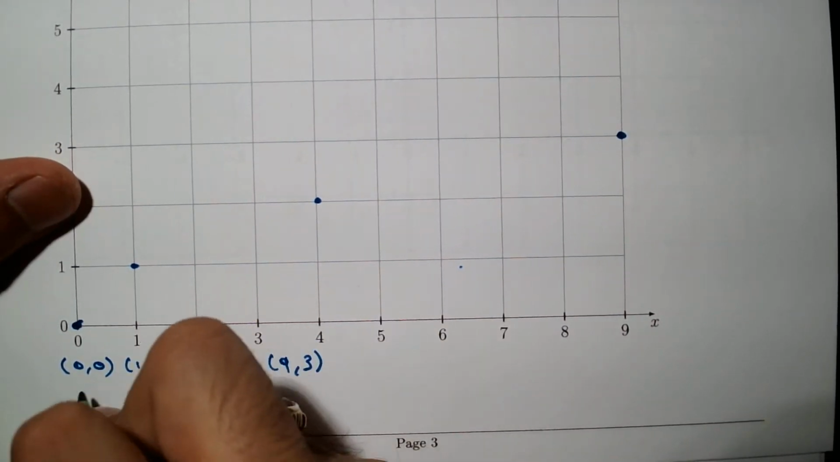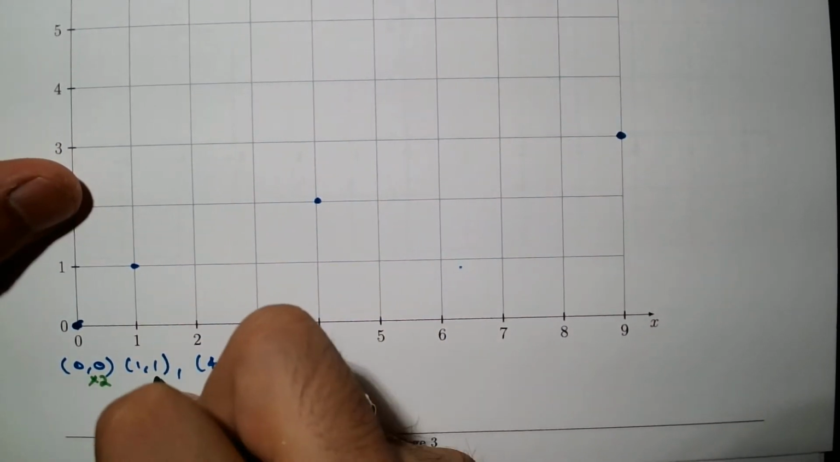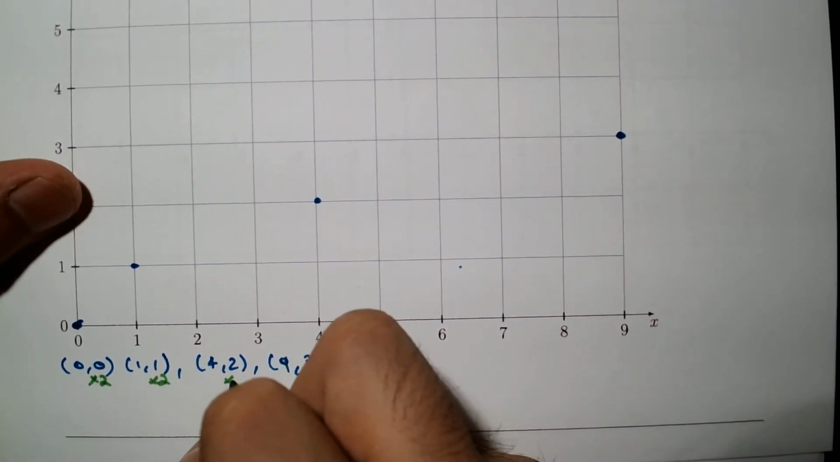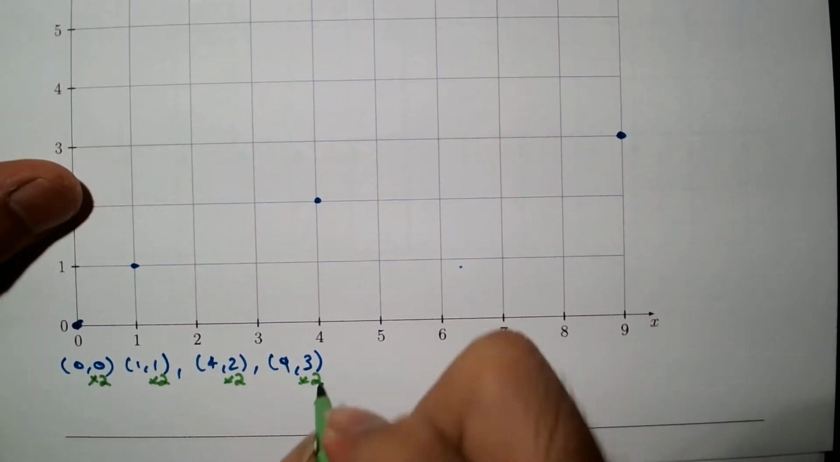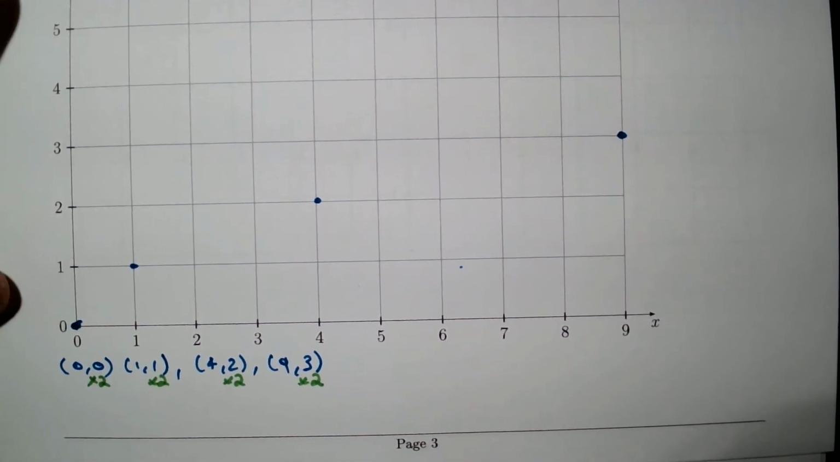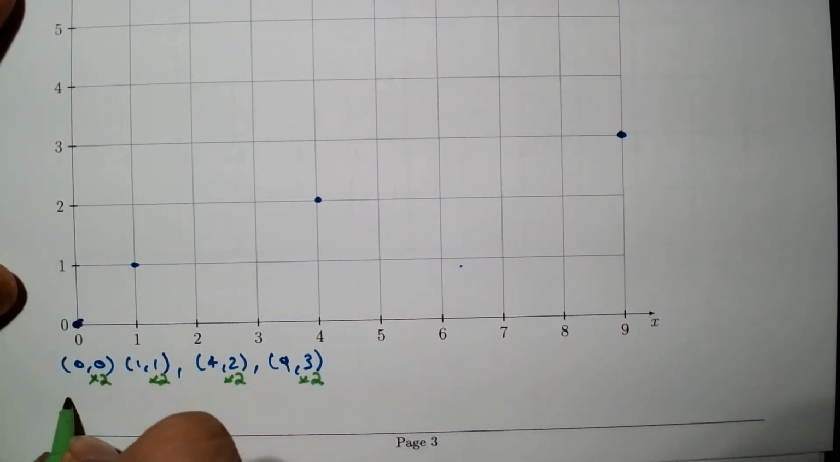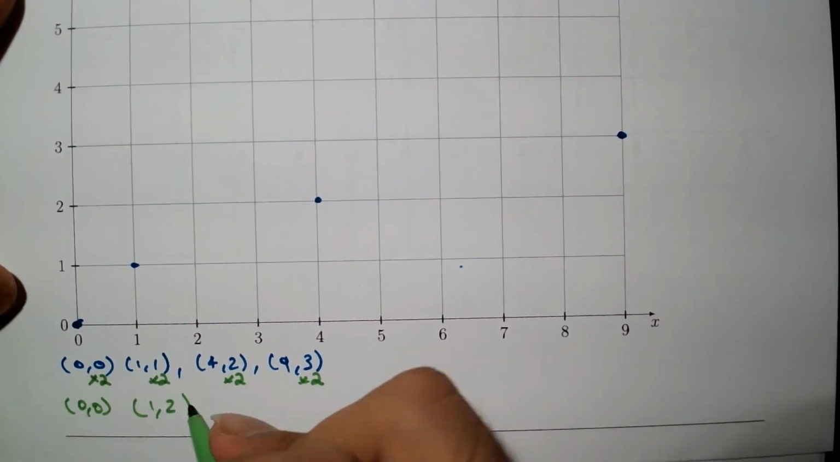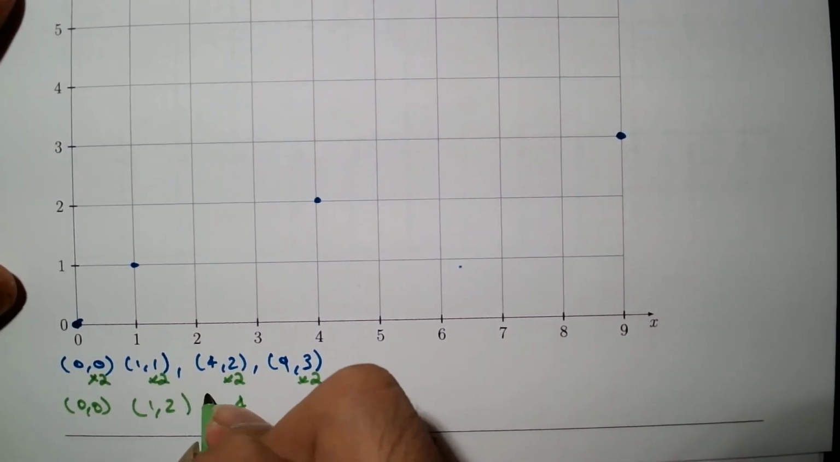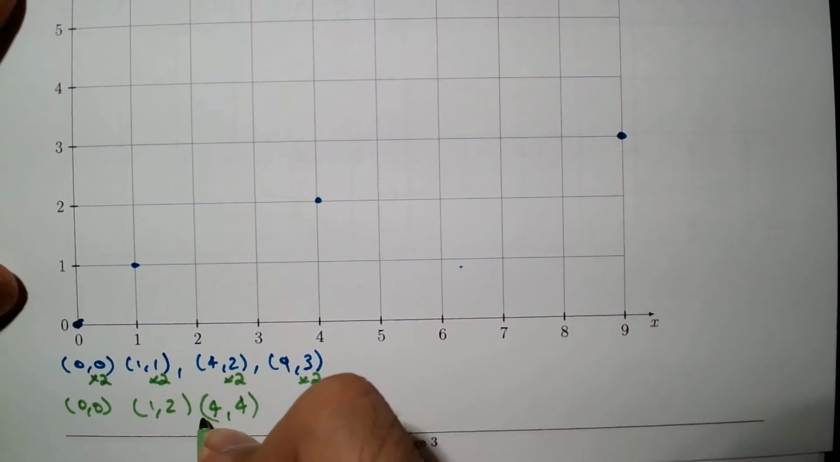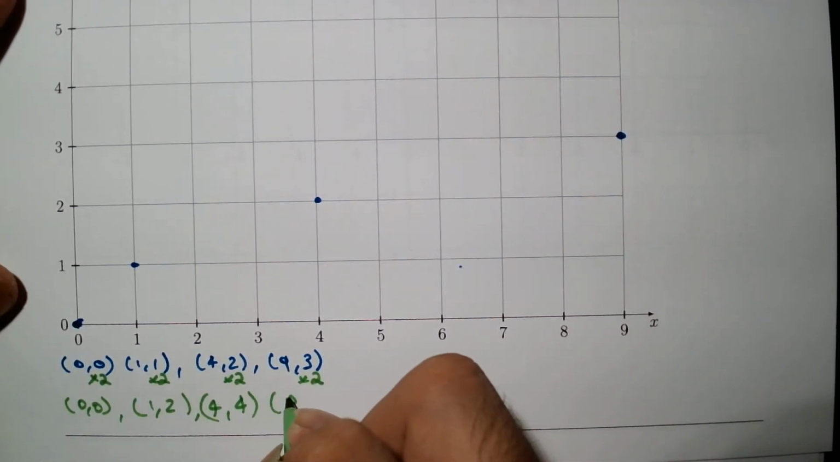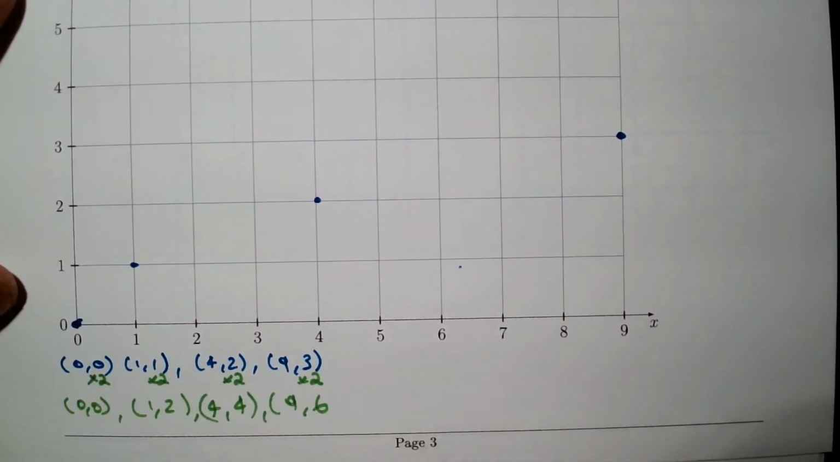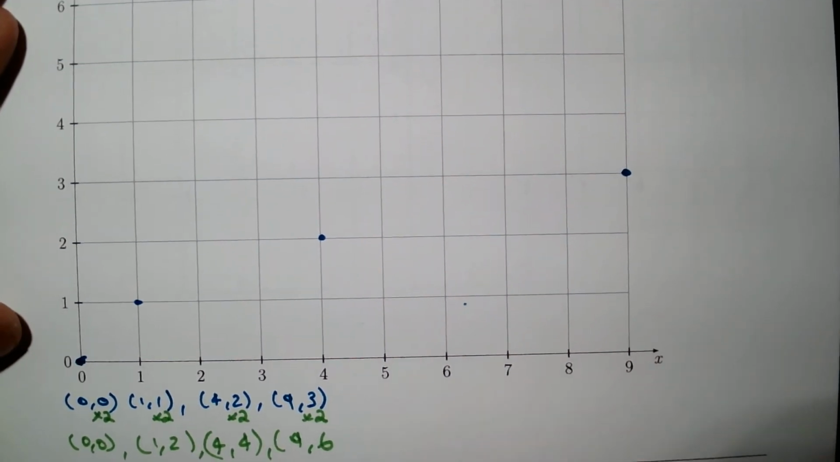So in this case, a is 2, so this one times 2, times 2, times 2, and times 2. So what am I going to get here? I'm going to get the following points: 0, 0, 1, 2, 4, 4, and 9, 6. So let me plot those points.